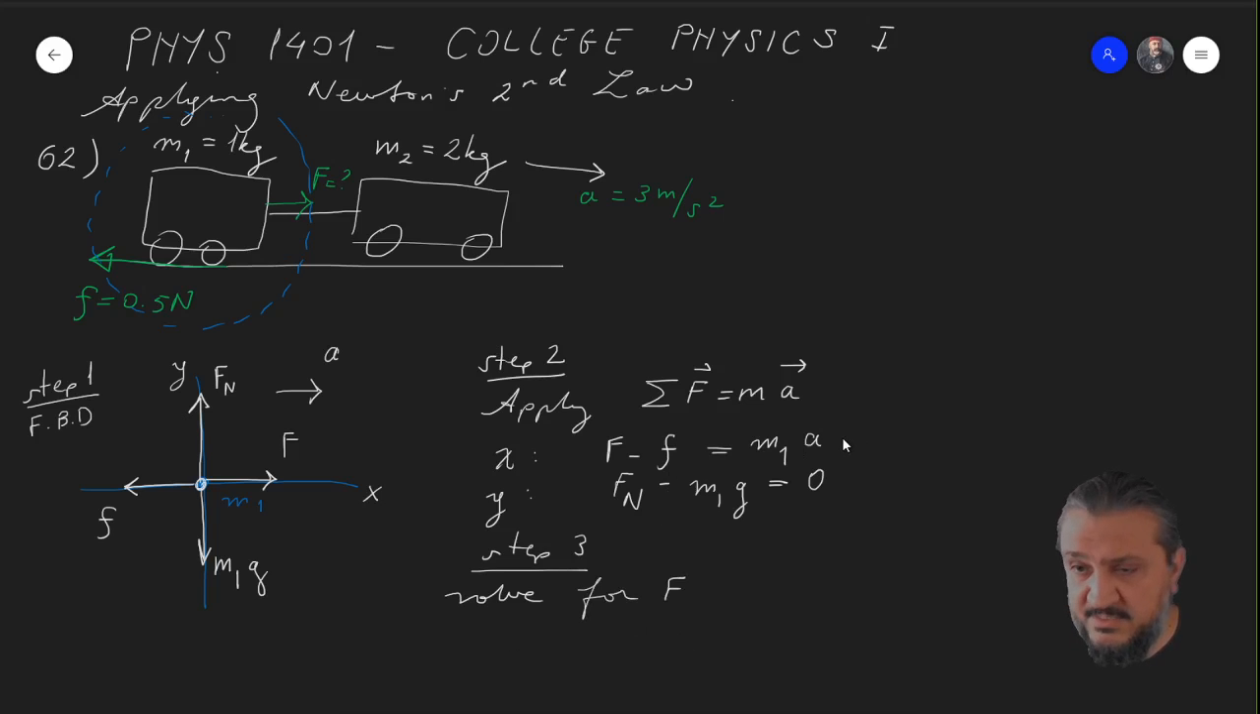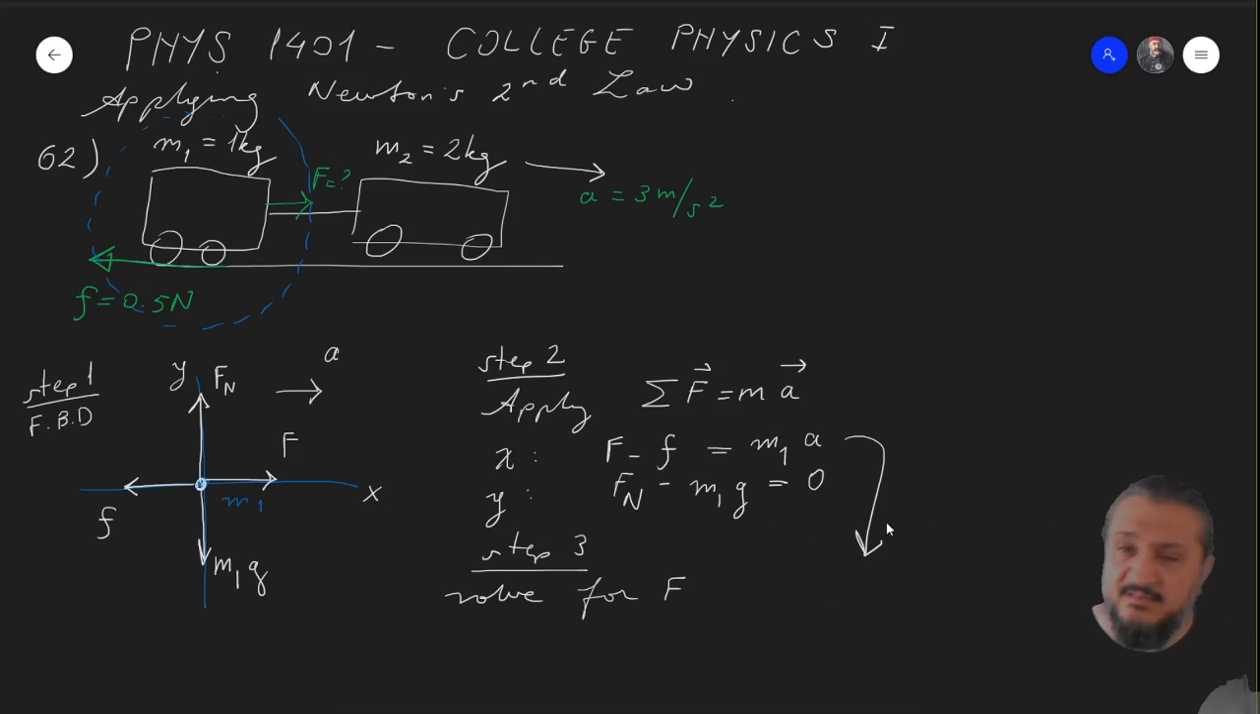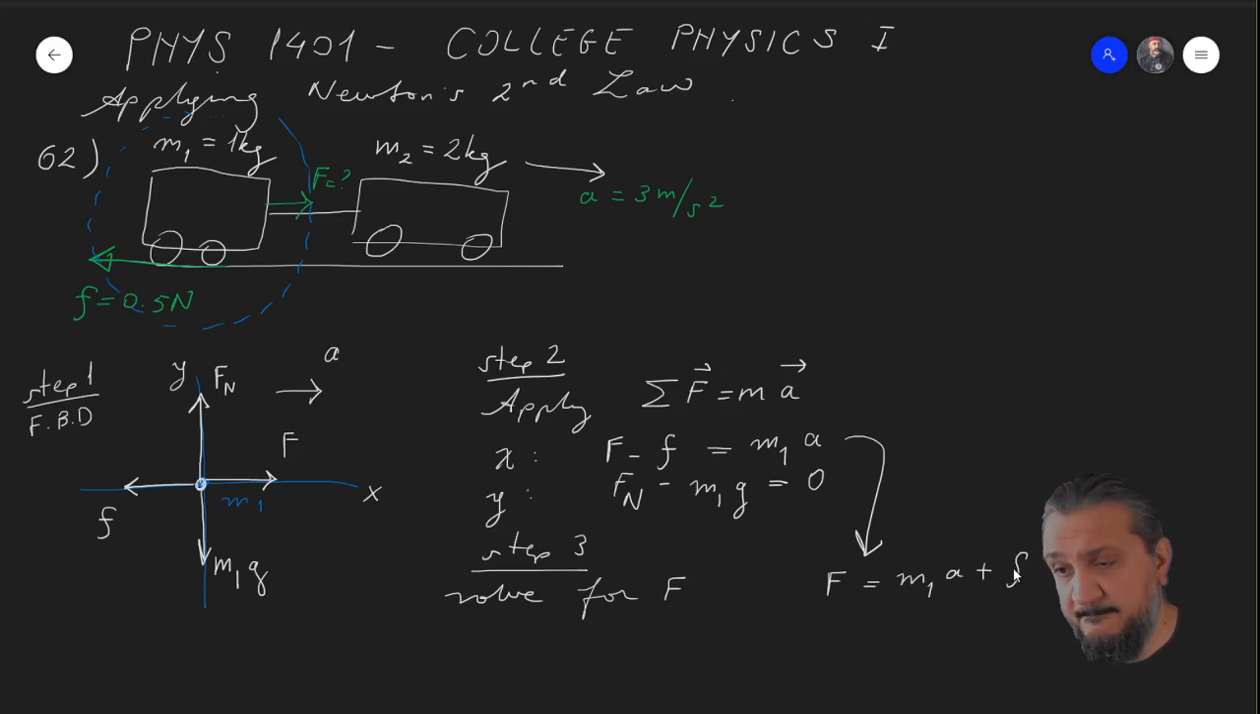Okay, so take the second equation. We have F minus f equals m1a. Now add little f to both sides. So you will have F equals m1a plus f.